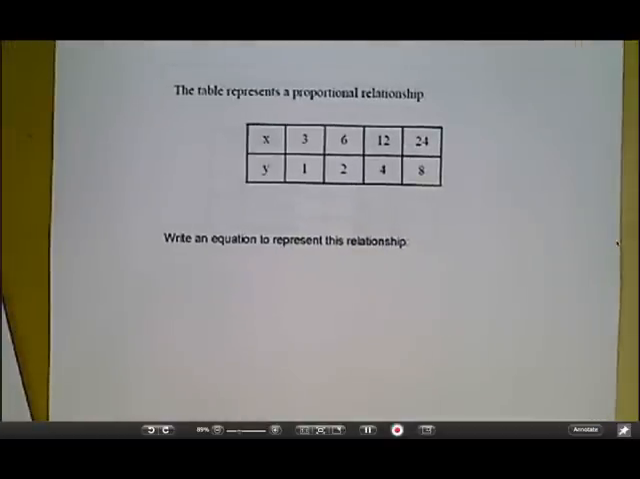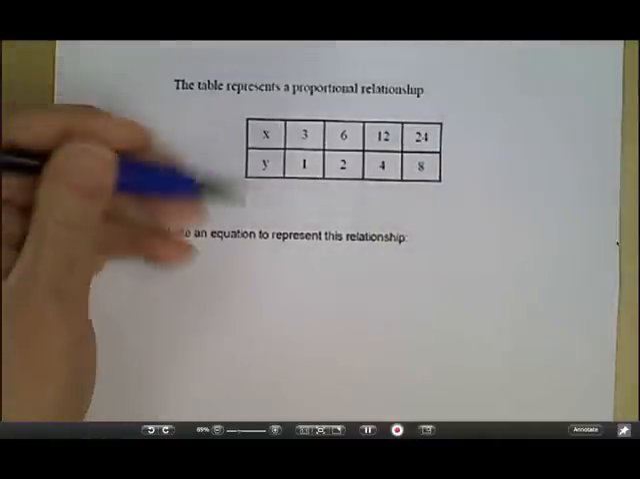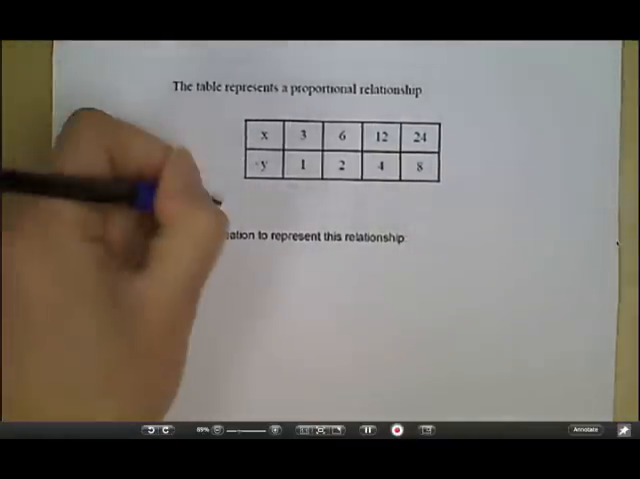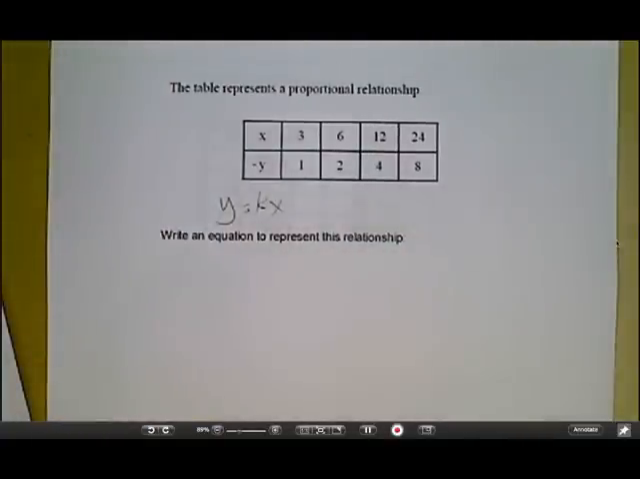The table represents a proportional relationship, so this one already tells you it is a proportional relationship. All we have to do is write an equation to represent it. So here's my x, here's my y. Since I have my y's there, I'm going to write y is equal to kx. Remember, x and y are just arbitrary letters. You can make it d, you can make it t, you can make it any variable that they give you or you choose. You don't always have to use x and y.